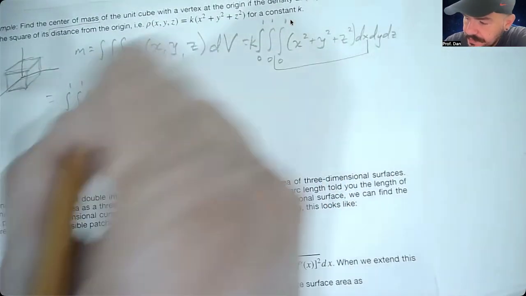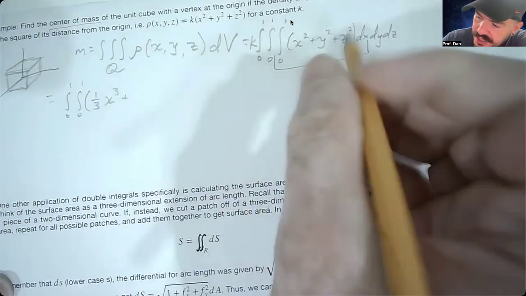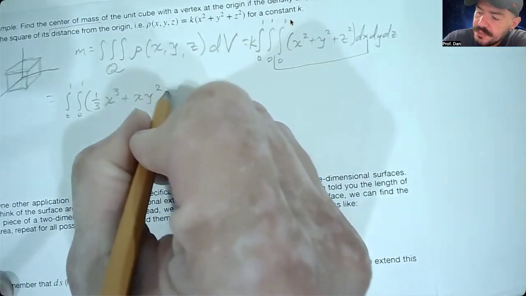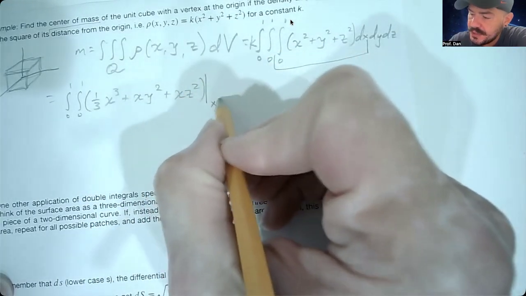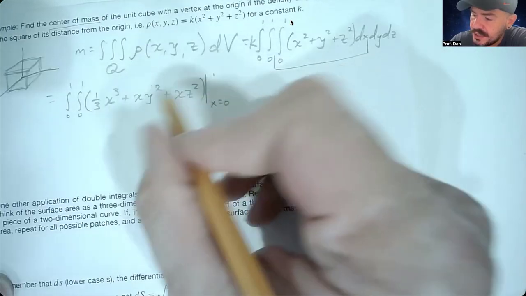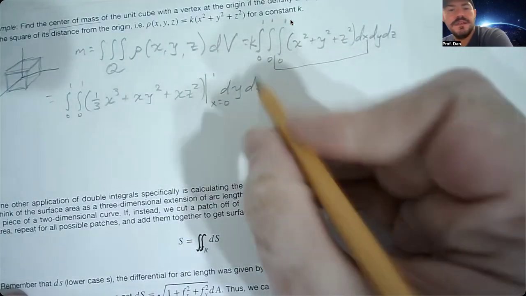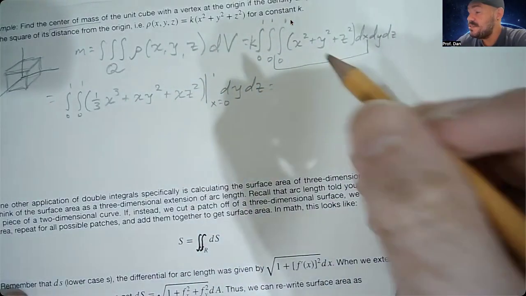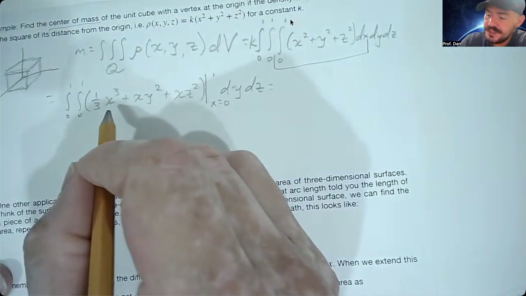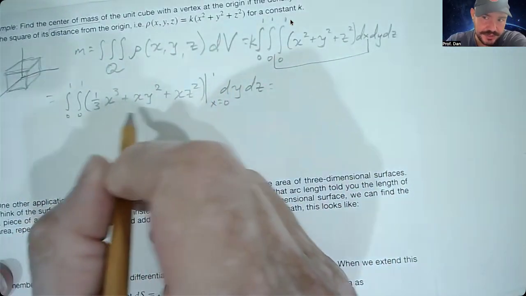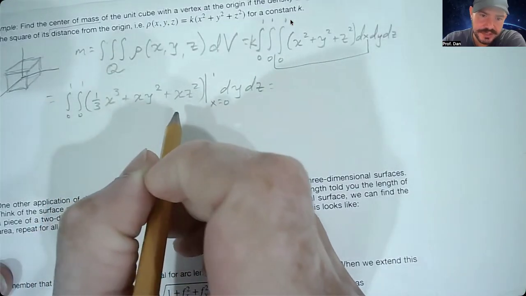So starting with our innermost integral, we're integrating with respect to x first. That's going to give me 1/3 x cubed plus xy squared plus xz squared. We're going to evaluate that from x equals 0 to x equals 1, and then the result of that will be integrated with respect to y, then with respect to z. Yeah, I'm not going to have space on this one either. All right. So when I plug my numbers in, remember these are only being substituted to x. The other variables are going to stay put. We end up getting 1/3 plus y squared plus z squared.